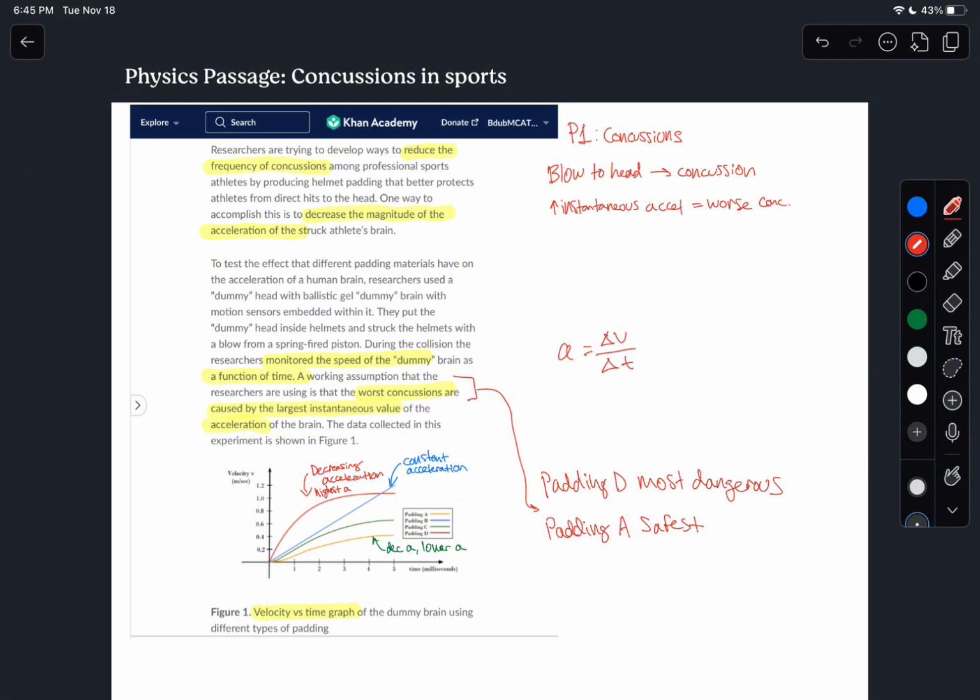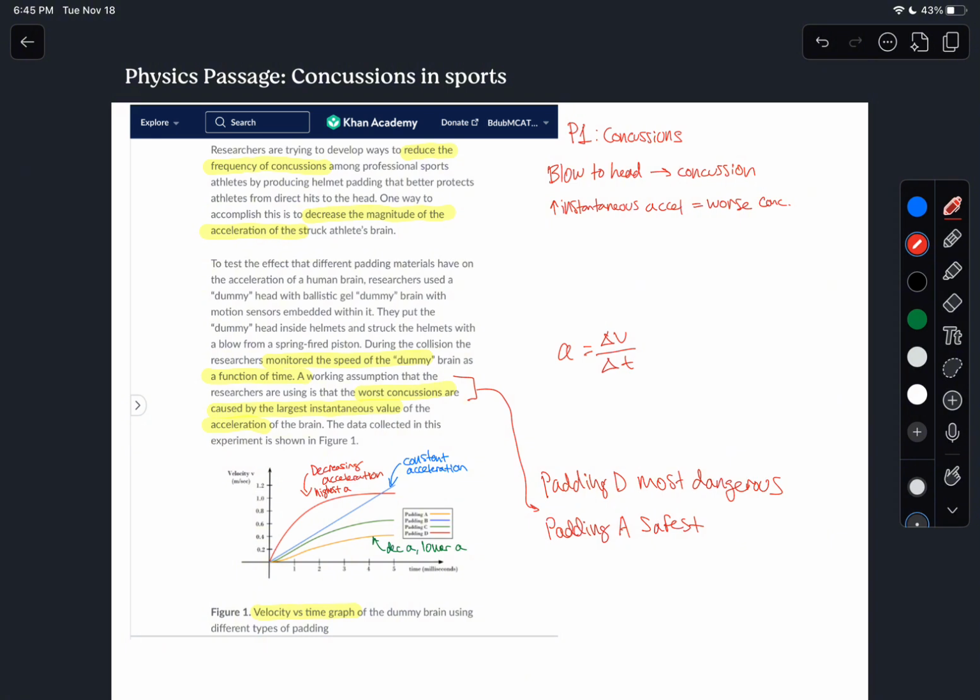So to get started, we see this passage right off the bat is about concussive forces and how they impact the brain. As I am reading through the passage, I'm quickly looking for high-yield ideas like reducing the frequency or magnitude of the acceleration. I went ahead and highlighted those for you to see. Later on, they mention a working assumption, which should trigger something in your brain to take note, because usually those words are there for a reason.